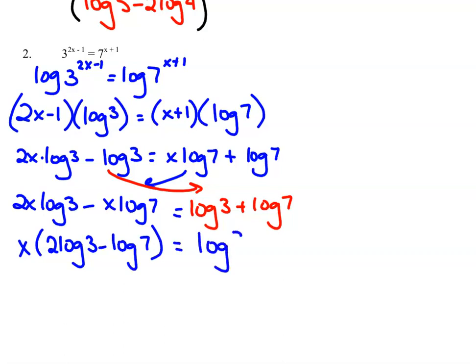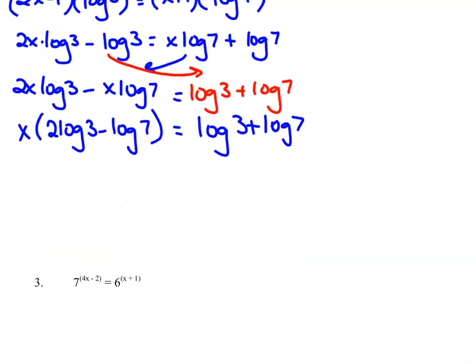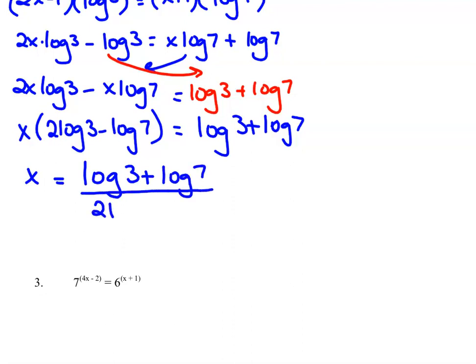And again, I haven't changed anything on this side right now. And then we can divide all of that stuff in parentheses over to the right side. So we're going to have what's on the right side divided by what we're dividing over, which is that 2 log 3 minus log 7. But again, remember on your calculator, when you type a log, it has a parenthesis, so you have to close that off.